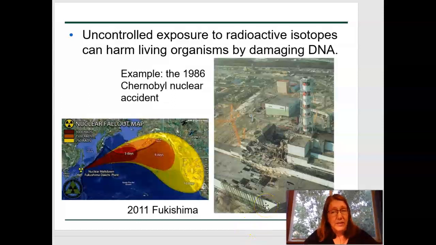The wolves were still living. They don't know if the wolves are having a shorter lifespan or if they have fewer puppies. Another study done in Fukushima looked at butterflies and moths, and they found that a lot of the ones they were looking at had mutated wings and were not able to fly. So you don't want to hang out with radioactive isotopes too much, because it damages your DNA.